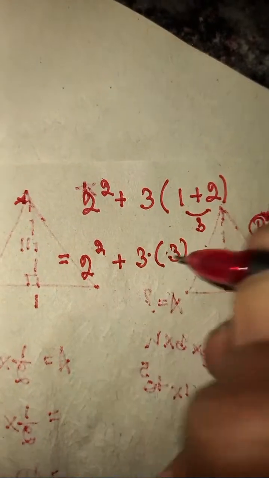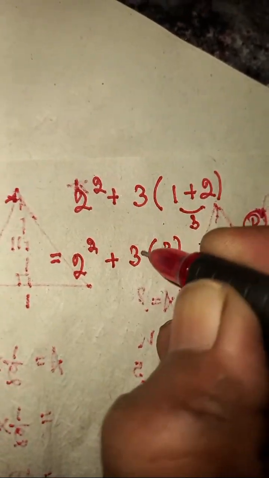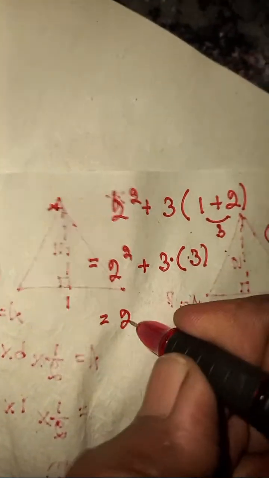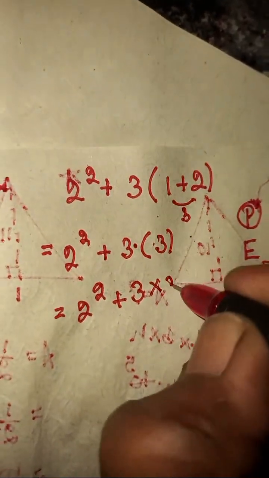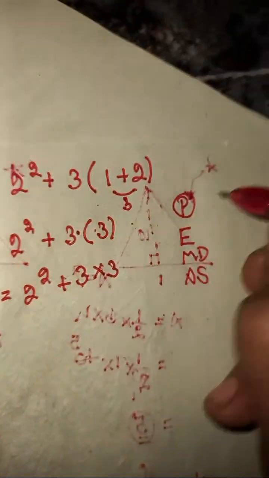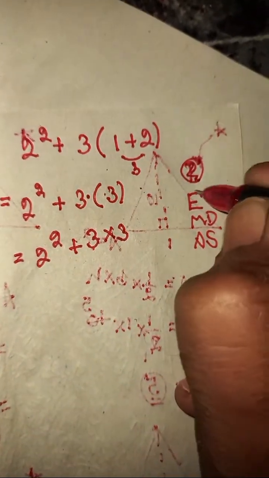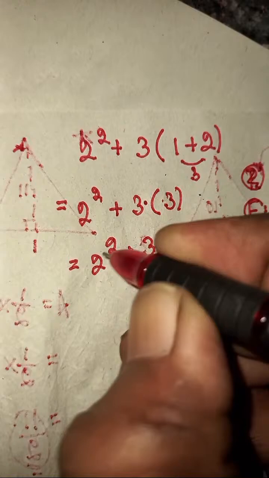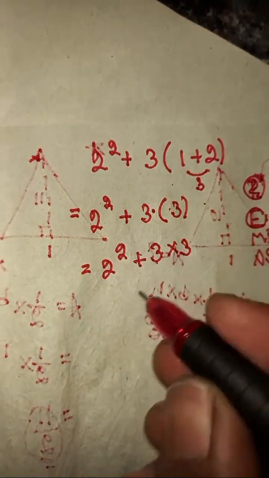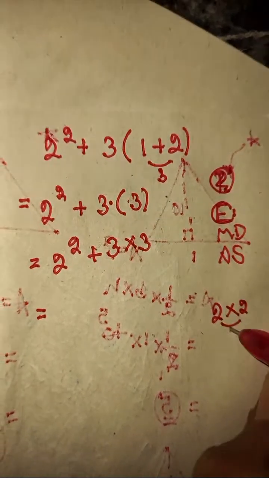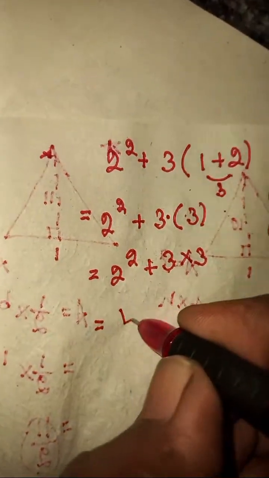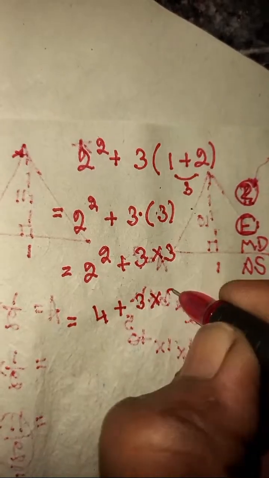When only one number remains within the bracket, it comes out, so it is 2 square plus 3 times 3. Now the parenthesis is over. Now see about exponents. Here we get one exponent, that is 2 square. 2 square you can write as 2 times 2, which is 4. So solve this as 4 plus 3 times 3.